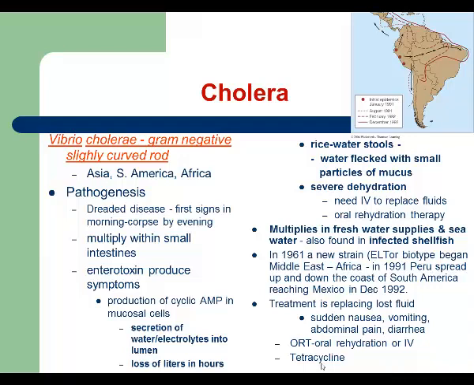And there's a phrase that actually describes cholera. It says: the first signs of cholera in the morning, corpse by the evening. That means we can lose our patients with cholera within 24 hours. What is the main cause of death in this case? It's going to be dehydration, severe dehydration.